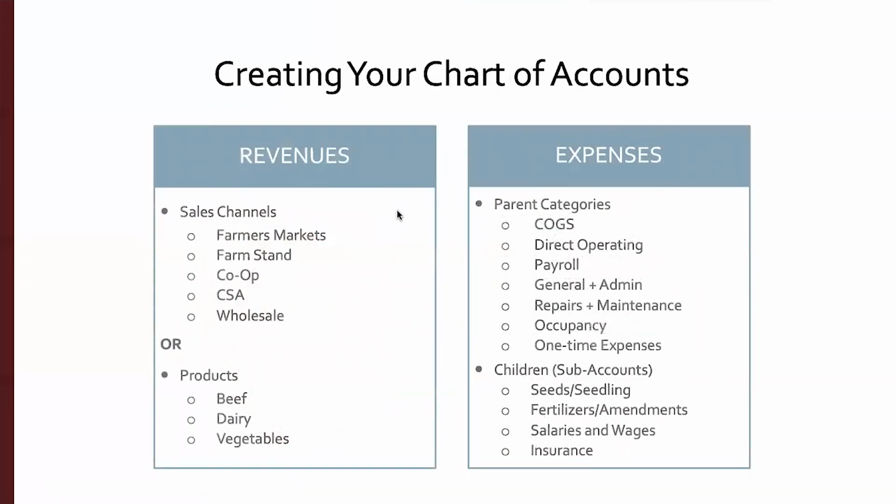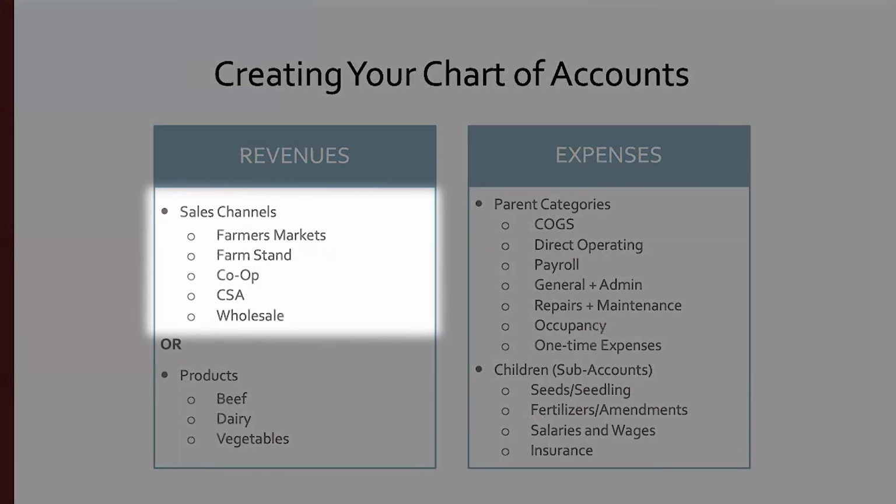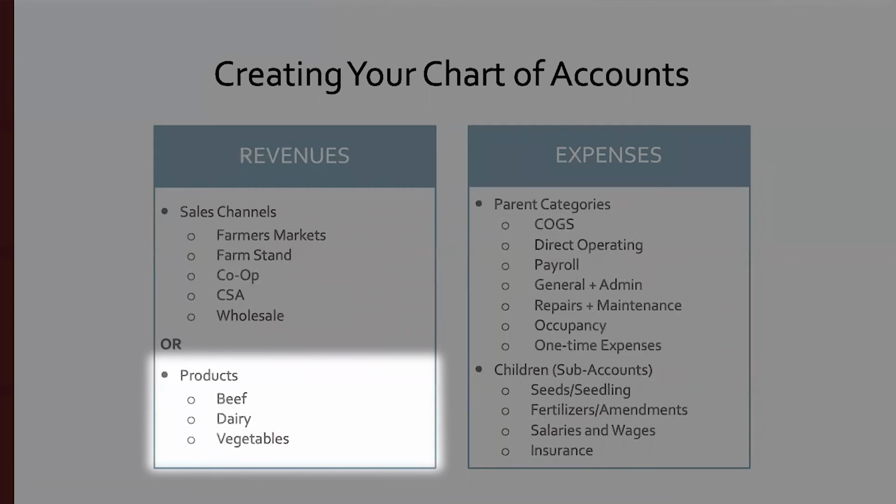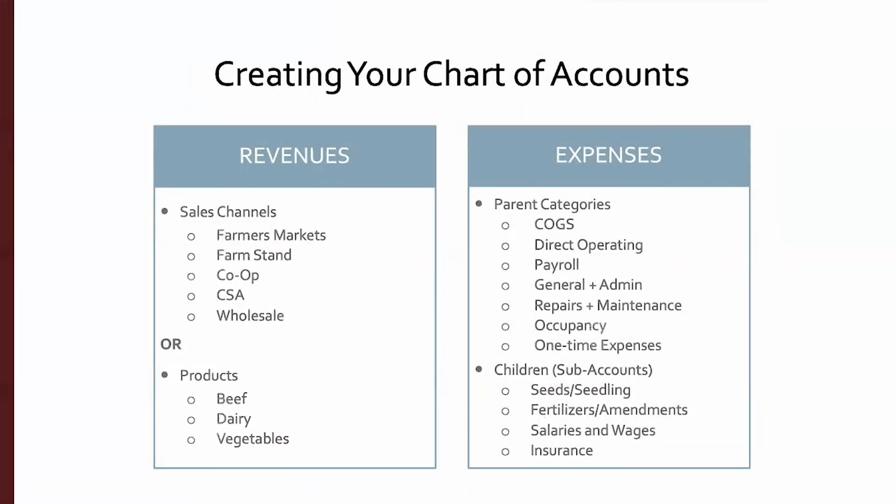So when you create your chart of accounts, you're going to want to think about the structure for both the revenue and the expenses. In terms of revenue, you want to think about revenue categories for either sales channels or for products. So sales channels being farmers market, farm stand, wholesale, retail. Your products are beef, vegetable, dairy, honey, and so on. And the reason why you have to choose one or the other is that there's so much overlap that you're going to get a mess if you don't pick one or the other.